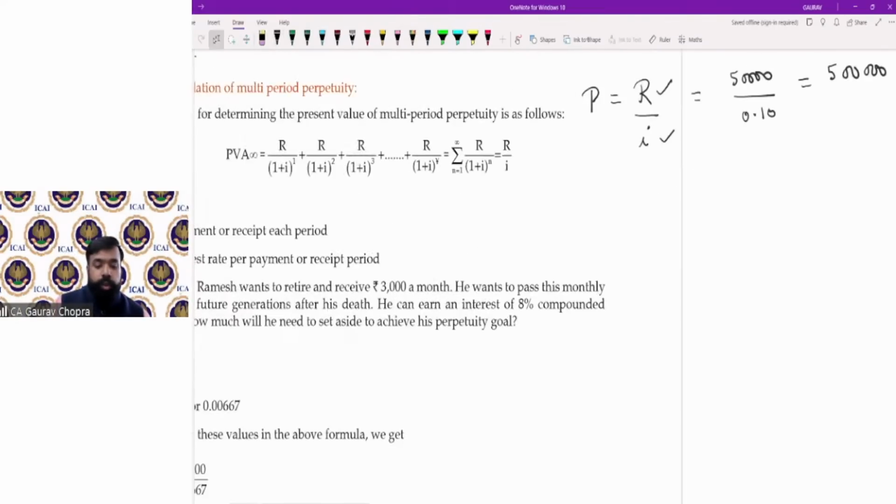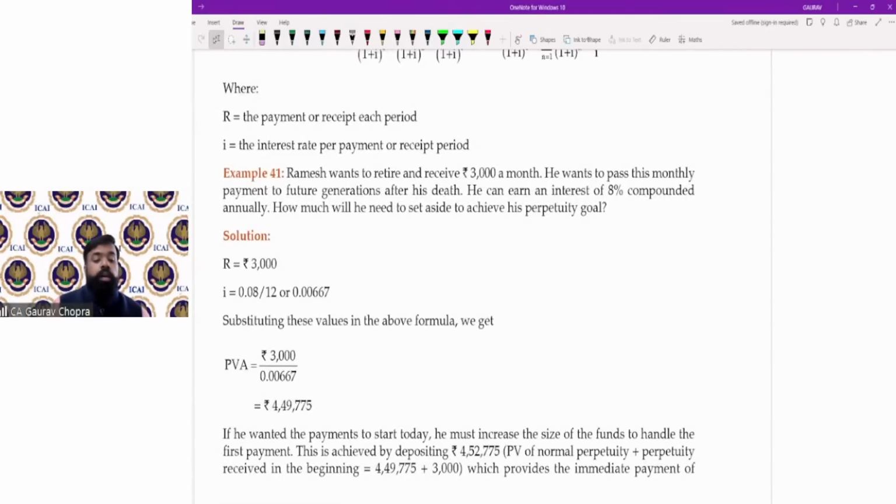so let's do 41. Ramesh wants to retire and receive 3,000 a month. Monthly कितना मिल रहा है उसको? 3,000. तो yearly कितना मिलेगा? Multiply by 12. Yearly he will receive 36,000. He wants to pass this monthly payment to future generation after his death. मतलब infinitely उसकी pension चलती रहे.